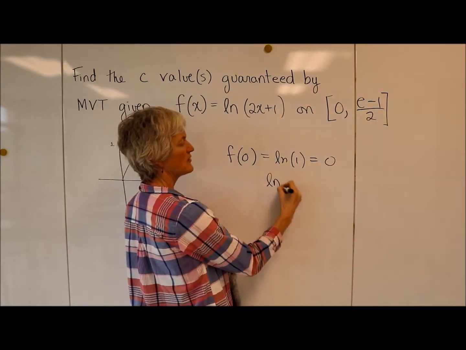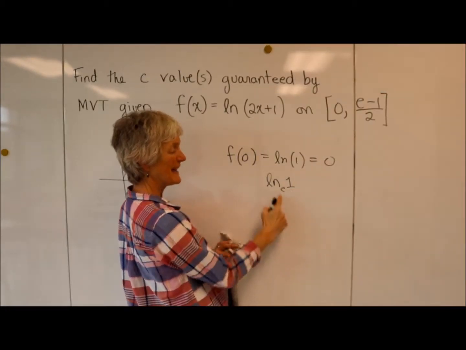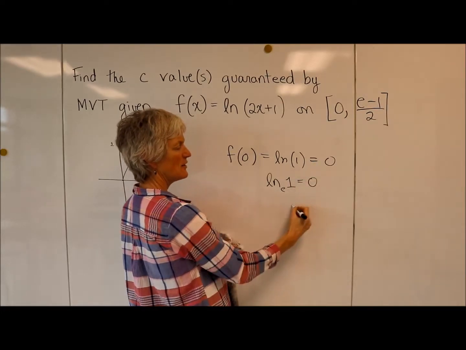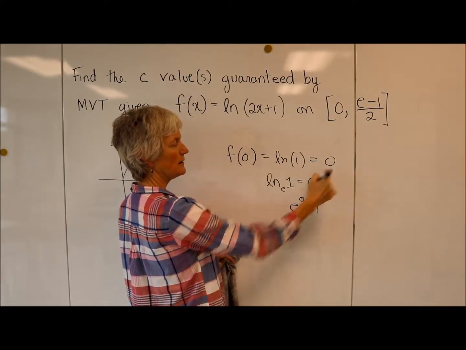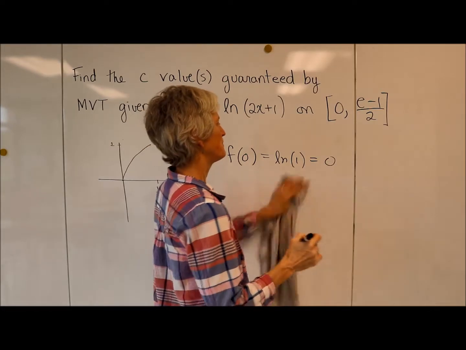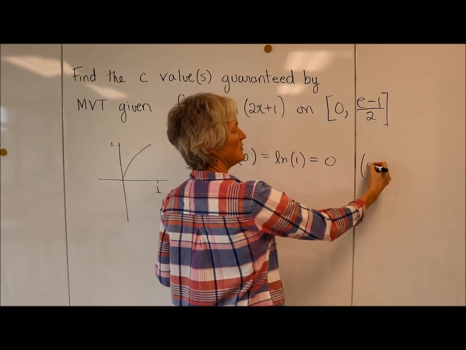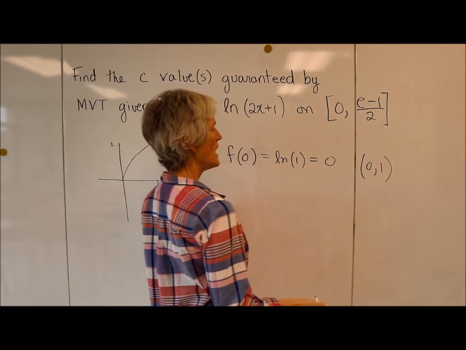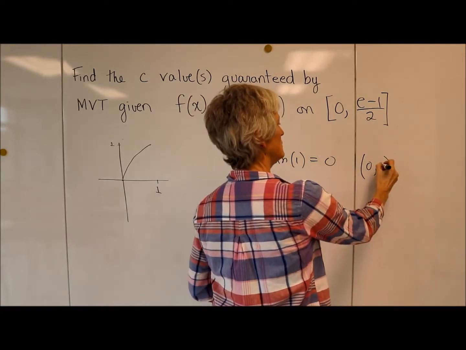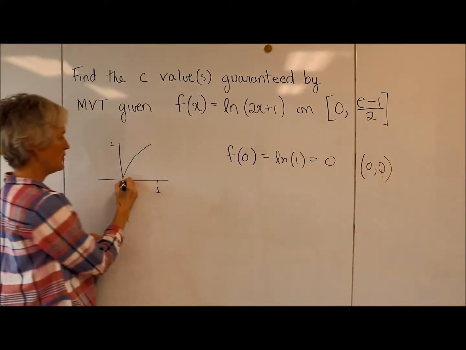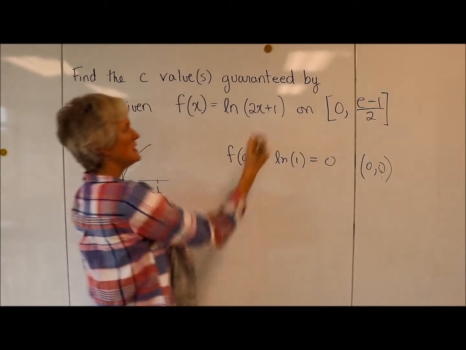If we think of the natural log of 1, there's a little invisible e as a base. So e to the 0 equals 1. Okay, so when x is 0, y is 0, which I just graphed there.